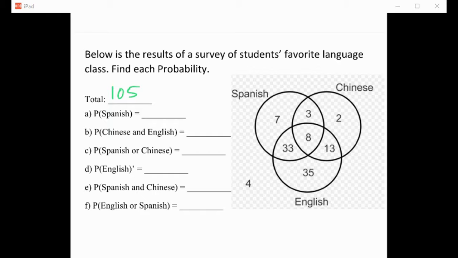Then if you go through and are looking at the probability of Spanish, it's going to be everything inside the whole Spanish circle added together. So that will be 40, 48, 51. 51 out of 105 is, drum roll, 0.48.